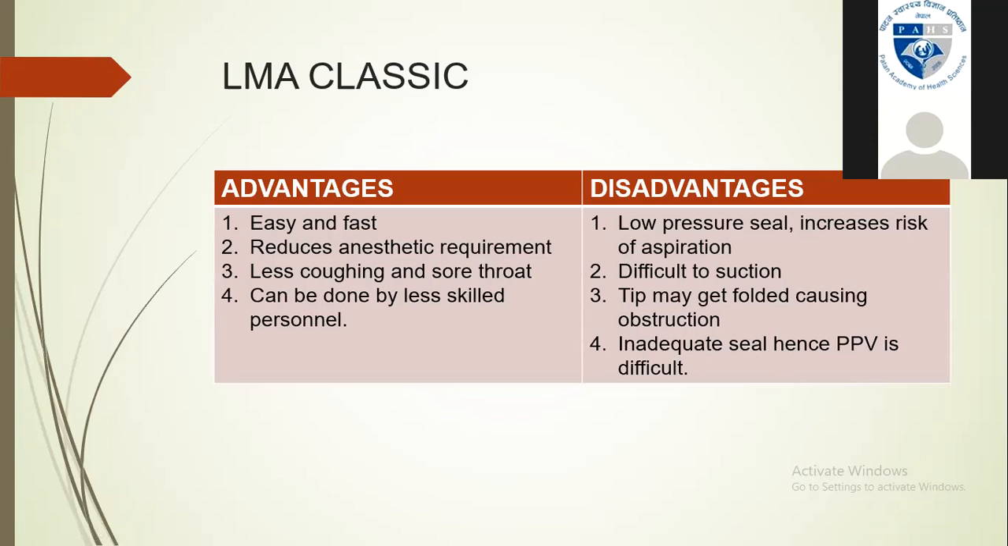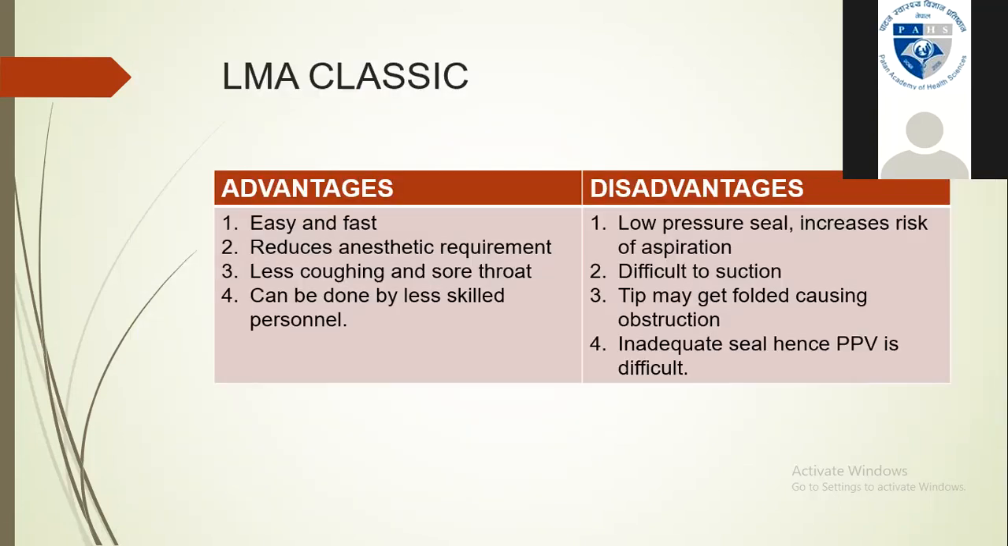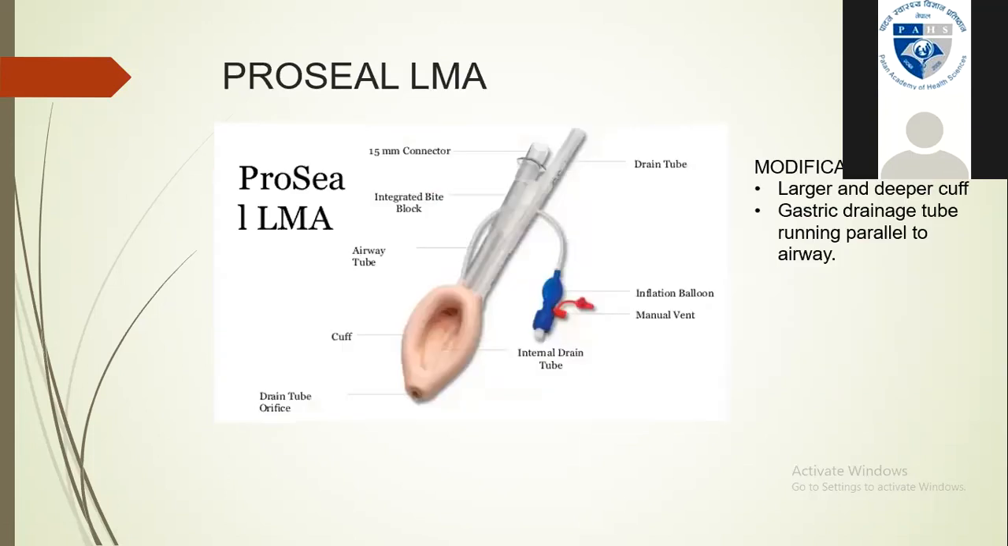As we have already said, we have to check the tip first, but if the tip gets folded, it may cause obstruction. Also, if it presses the epiglottis and closes the epiglottis, it also may cause obstruction. And it is an inadequate seal, hence positive pressure ventilation is very difficult, as only up to 30 ml the cuff can be inflated. So above that pressure, we cannot give positive pressure ventilation.